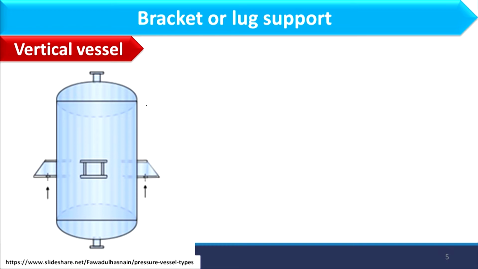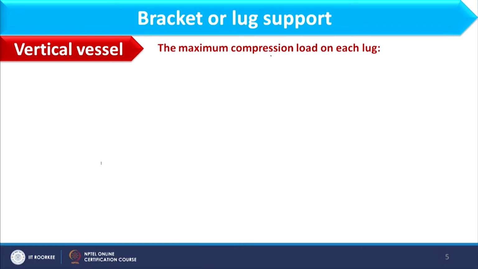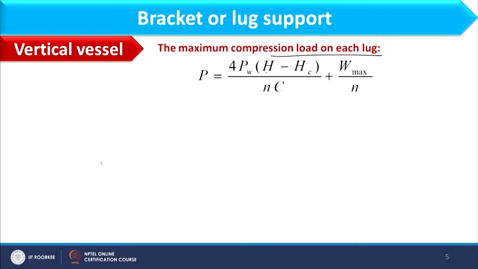Further, if you focus on this vertically placed vessel, this is basically the bracket, which has two horizontal plates and two vertical plates as gusset plates. So, this whole connection will be treated as a bracket, with a maximum compression load on each lug. Compression load will occur due to dead load as well as wind load towards the leeward side, so for design purposes both loads will be considered. So, maximum compression on each lug would be P, which is equal to 4 Pw (H minus Hc) by N C plus W max by N.